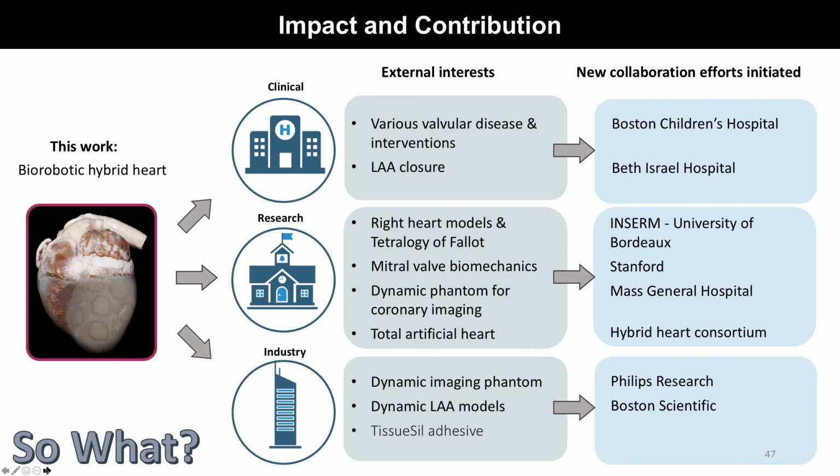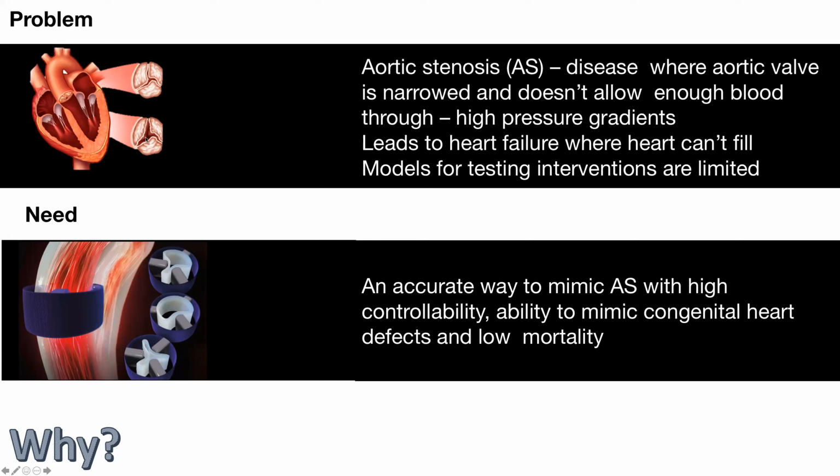Okay, so I'm going to switch gears and talk about another type of soft robotic sleeve that enables hemodynamic and biomechanical mimicry of left ventricular pressure overload and aortic stenosis. The problem here is aortic stenosis, a disease where the aortic valve is narrowed and doesn't allow enough blood through. So you get these high pressure gradients, and it can lead to heart failure where the heart can't fill, so diastolic heart failure. And the models for testing interventions here again are limited.